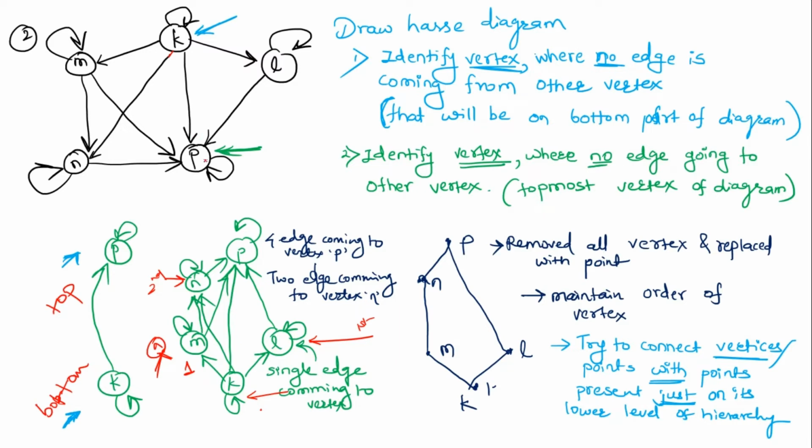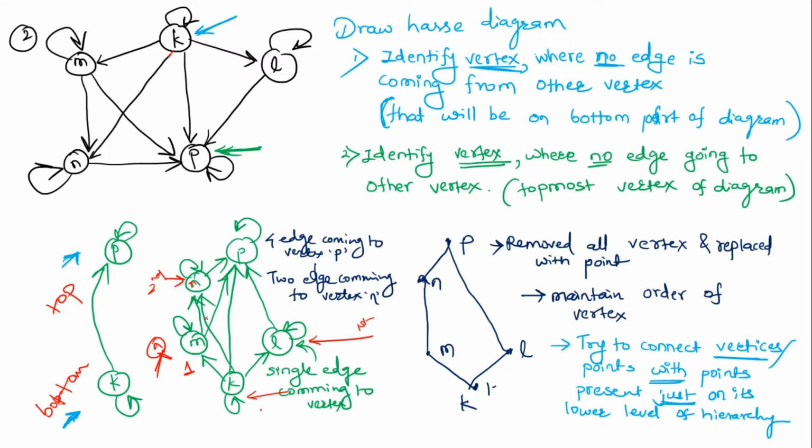Now the next point, that is P. For P, there are 1, 2, 3, 4 incoming edges received from other vertices, so that will be kept on the topmost part, above this vertex N. So this will be my diagram.